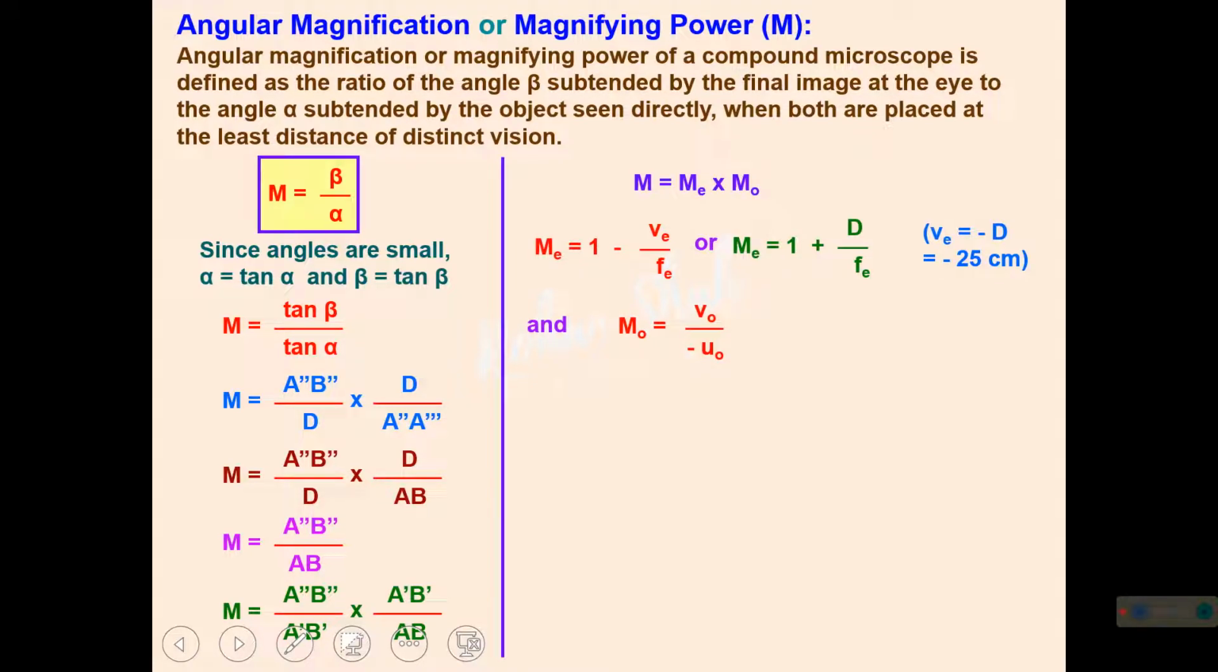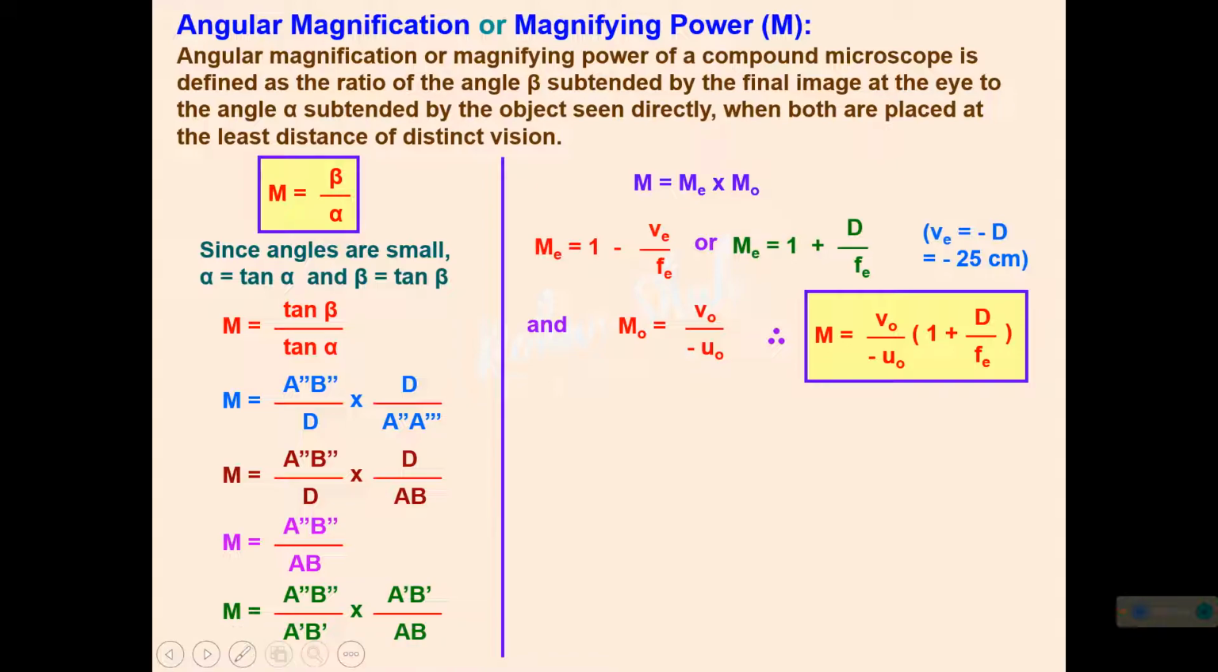Now next, magnification due to the objective is equal to minus of VO upon UO. Therefore we have minus of VO upon UO in bracket 1 plus D upon FE.